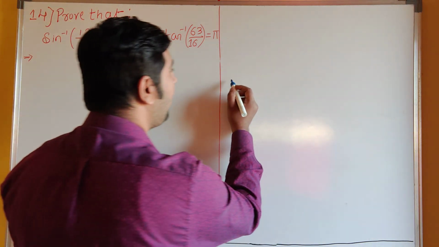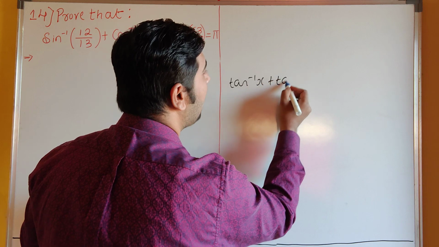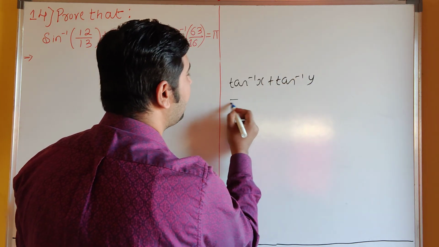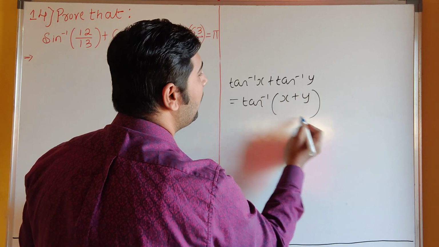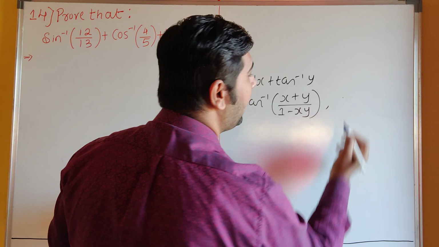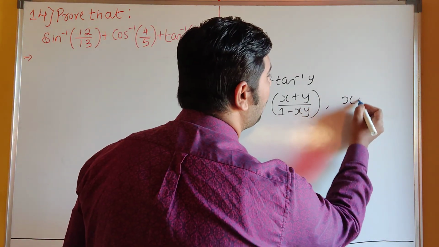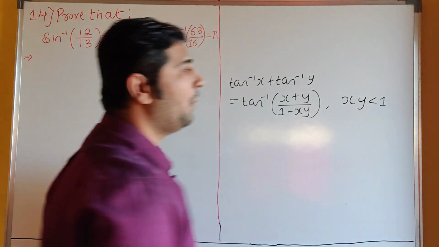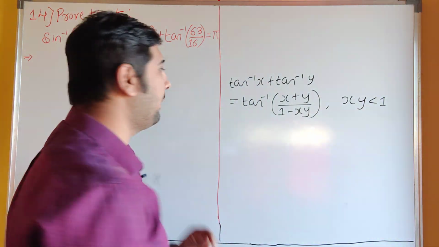Now see here. Which are those? Tan inverse x plus tan inverse y is equal to tan inverse of x plus y whole divided by 1 minus x into y. This property is applied when x into y is less than 1. When x into y value is less than 1, this property is applied.